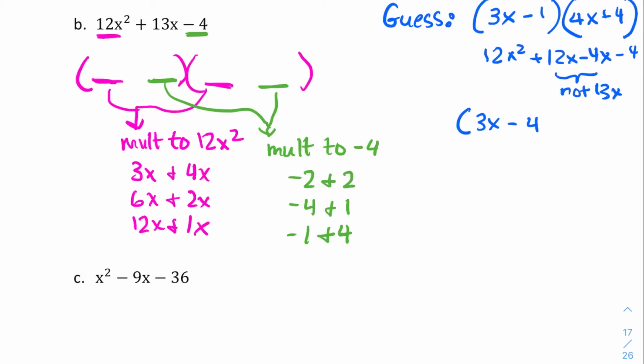I don't usually erase them because I want to keep track of what I tried. So let me just swap around my 4 and my 1 here. Let's try it this way. So give me, ooh, that's really close. That'll give me a negative 13x in the middle.